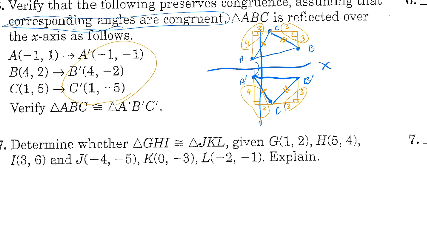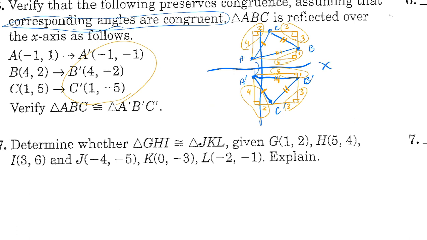And then same thing, I'm going to do the A to B. So A to B, we went over from -1 to 4, which is over 5. And then we went up from a y value of 1 to a y value of 2, so that's up 1. We have a right angle. And then over here, same thing. We went from -1 to 4, so that was a total of 5. And then we went from a y value of -1 to -2, so that's a 1. So by SAS, congruent to this, CPCTC, these match.